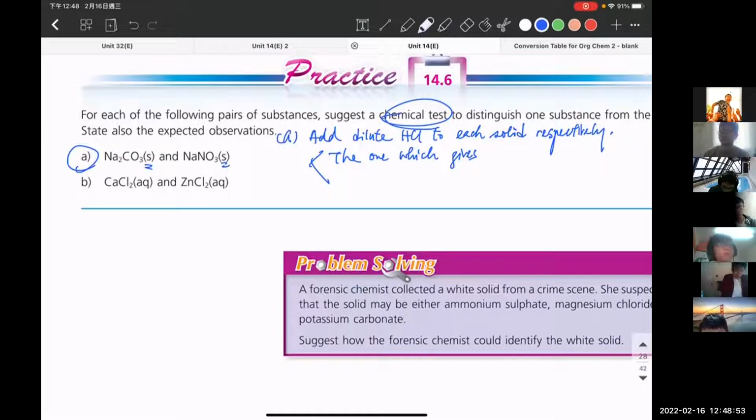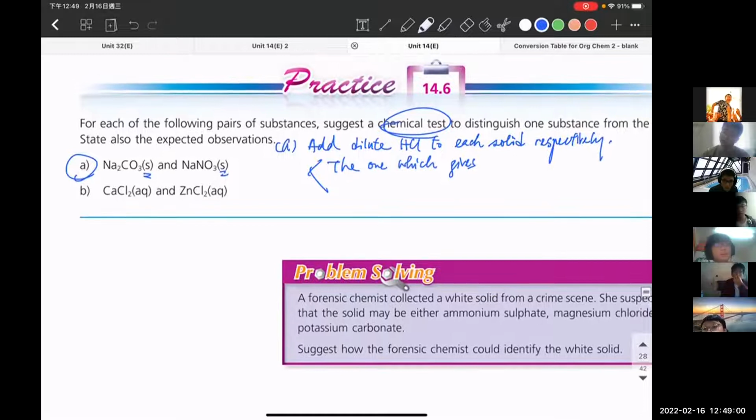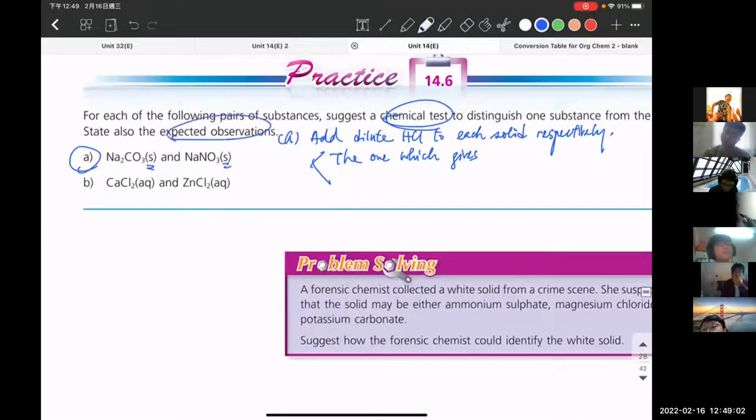Carbon dioxide. So how will you say it as an observation? Observation: gas bubbles are evolved.